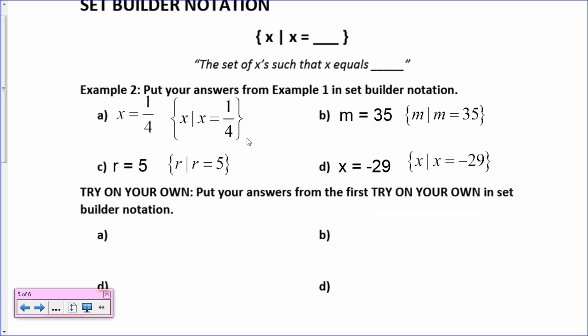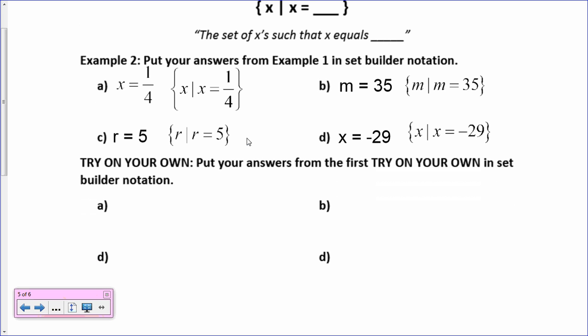Okay, so now I want you to try on your own putting your 4 answers from the first try on your own in set builder notation. So go ahead and pause for 2 seconds and write those down in set builder notation and then come back and check your answers. Okay, that wasn't too bad, was it?